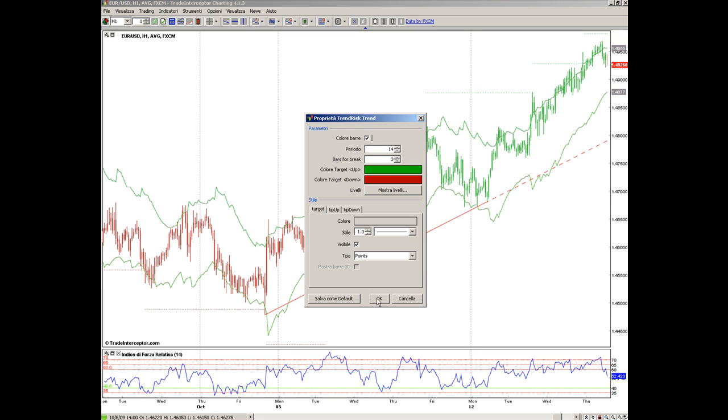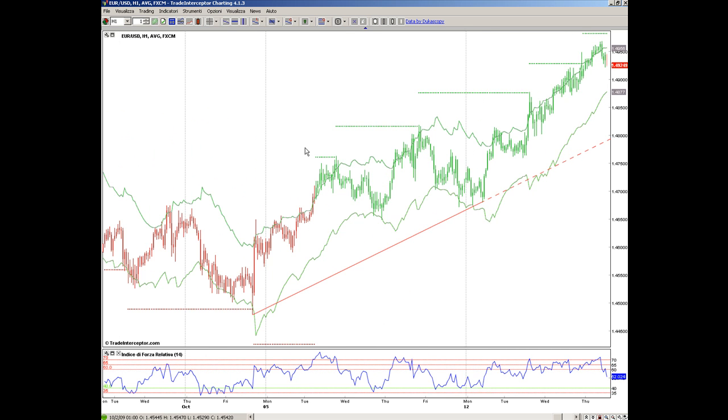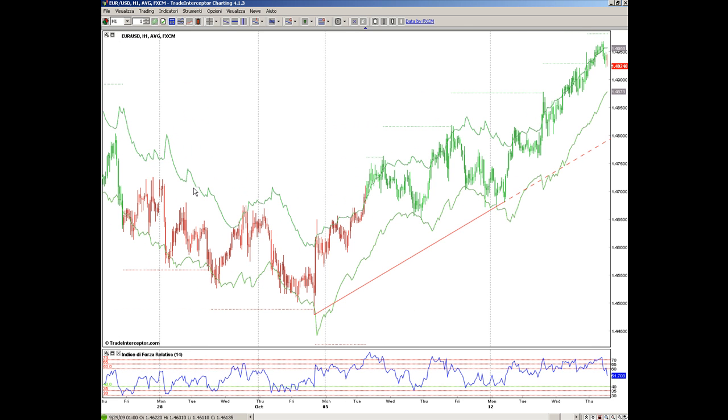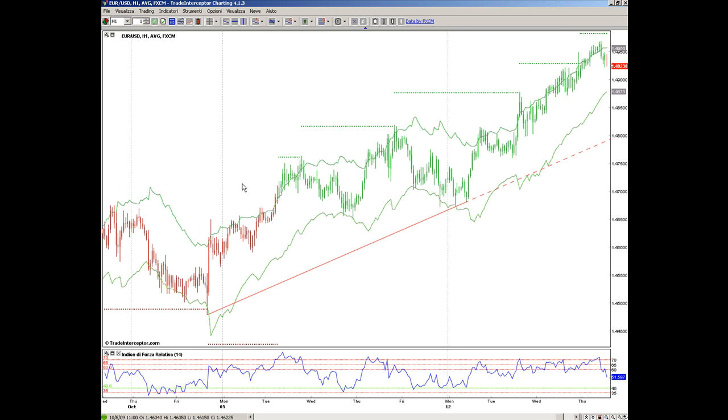This indicator colors the bars green when there is an uptrend and red when there is a downtrend. The way the algorithm works is it waits for three closes above one of the two levels, the tip up or the tip down, in order to initialize a trend. So after three consecutive closes here, an uptrend started. I mean, it was already coming up, but here is where the trend risk started.